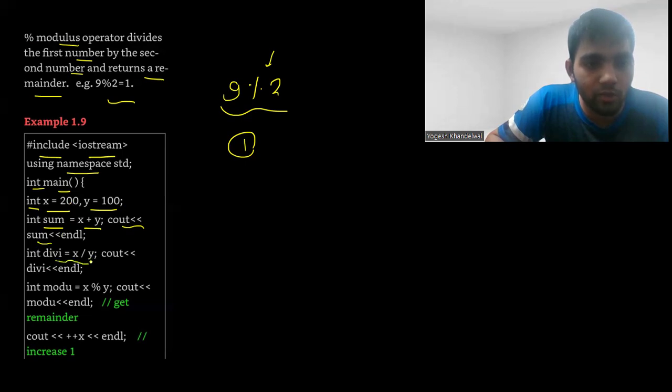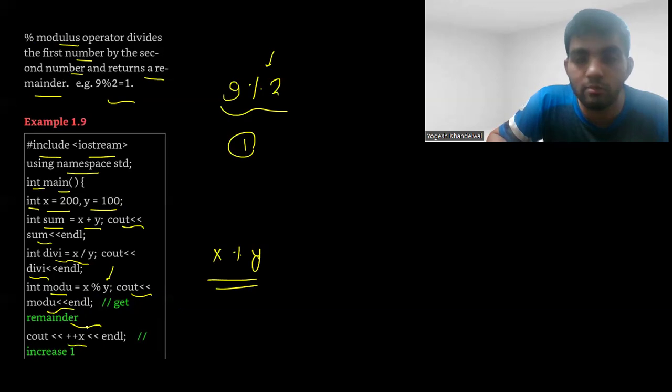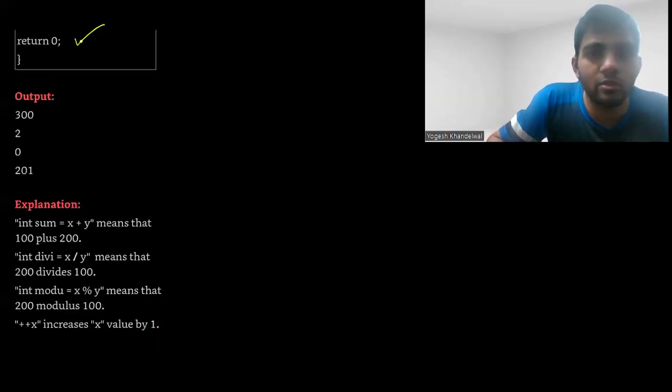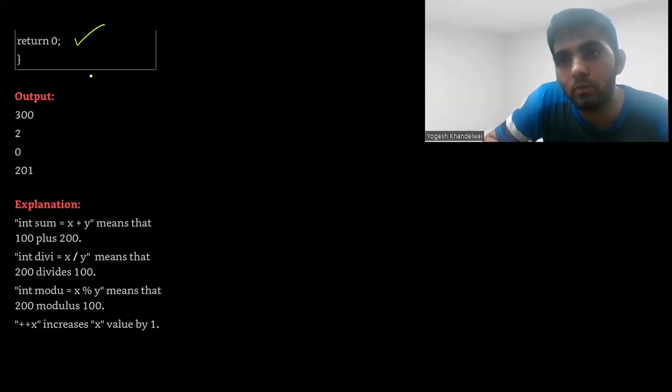doing the division of x by y here. Then we are printing the dv value. Then here we are defining an integer modu, and this is x, this percent sign y, and this will get the remainder, and we are printing here by using the cout command. Then we are also doing plus plus on x, this will increase x by 1, and in the last return 0. So this indicates the completion of the program.